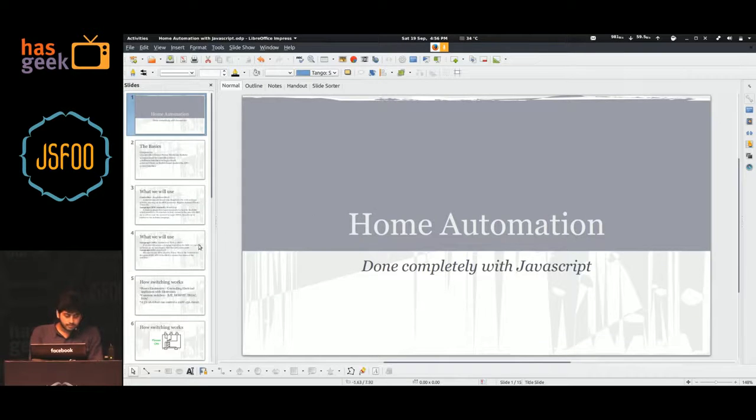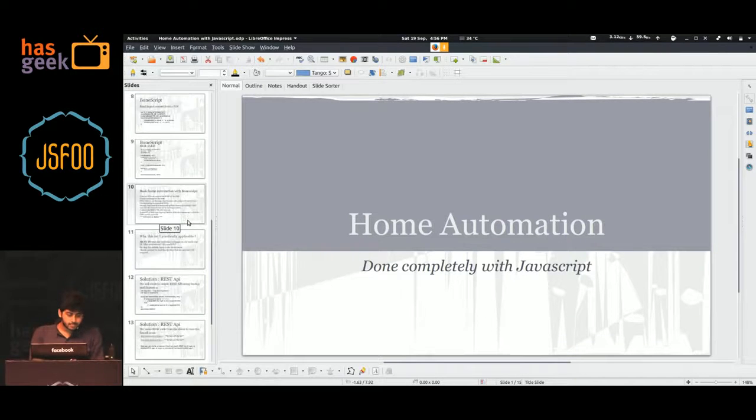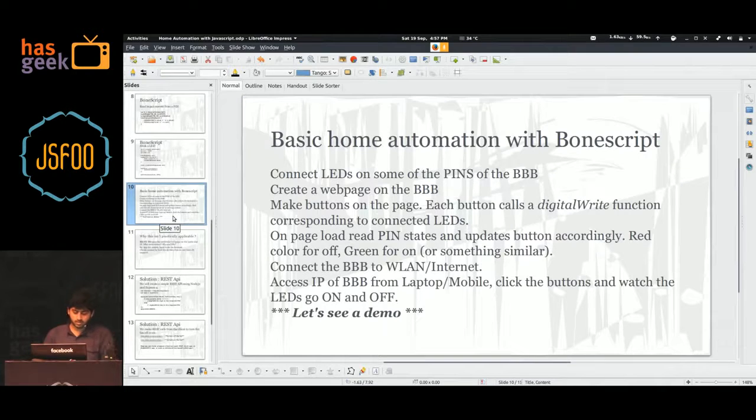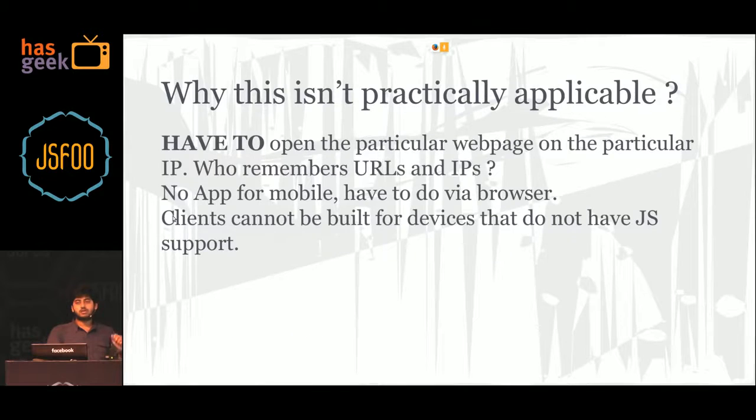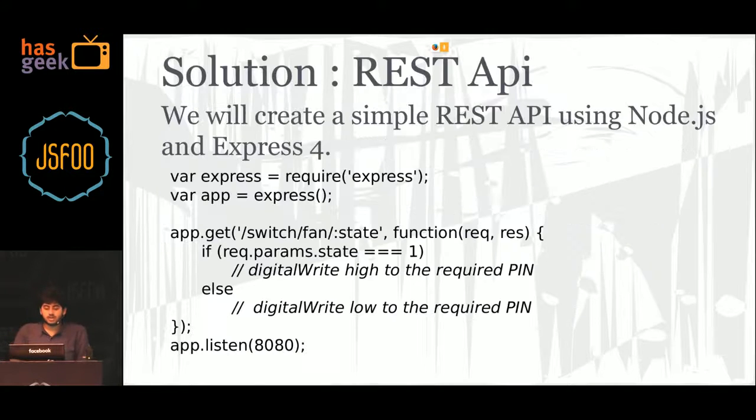Coming back to this, this is just a kind of prototype of what we did. Why this is not practically feasible is, for example, if you want to do home automation, a user cannot log into the IP address of the BeagleBone and click on a script to run it. So you will obviously need a proper API to be able to control this. That you can do with Express.